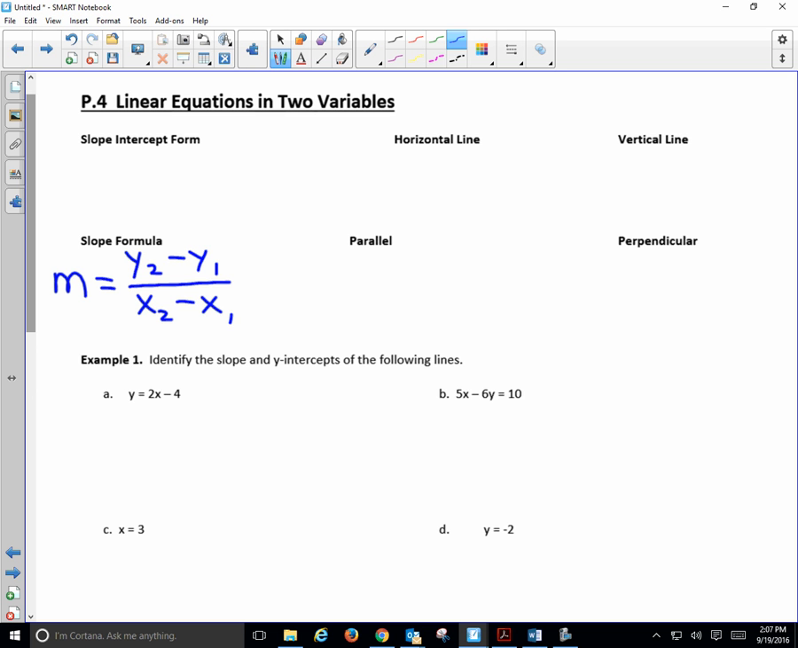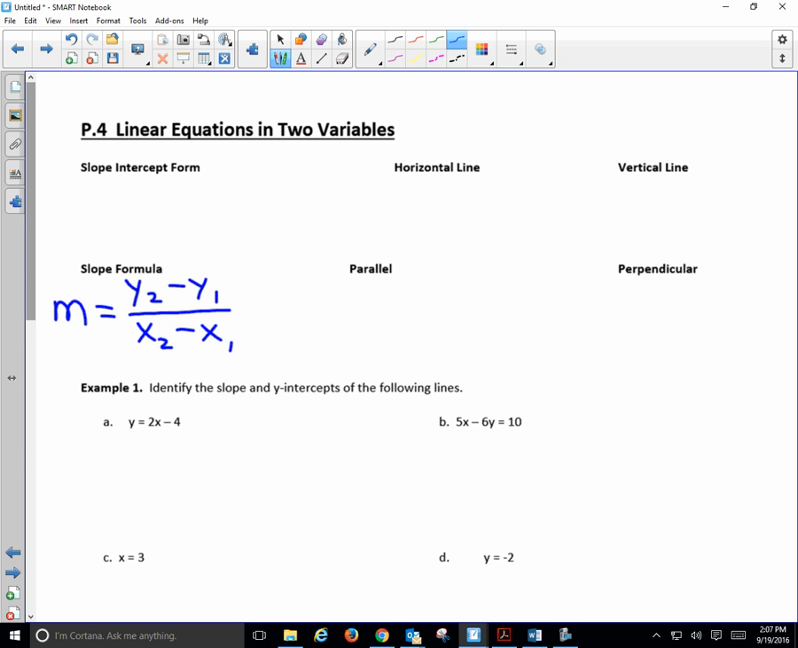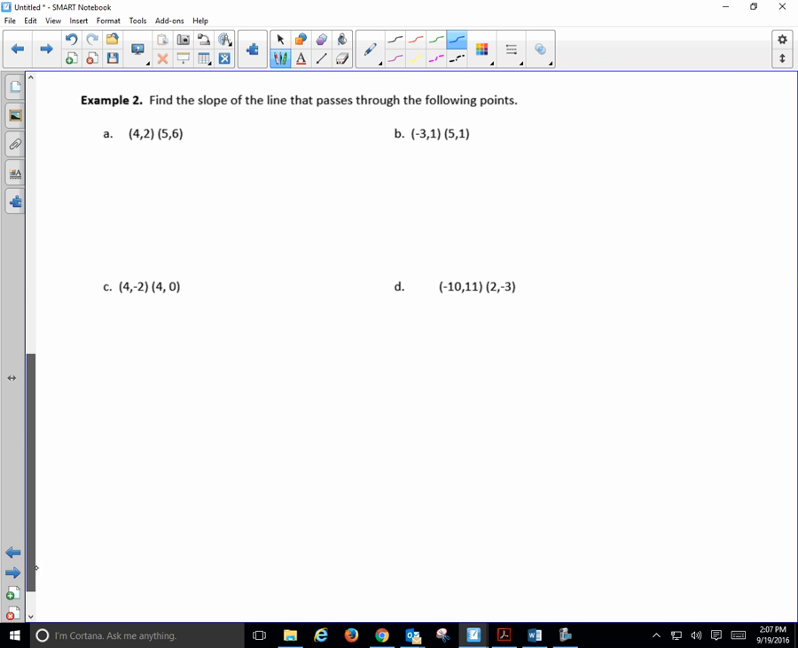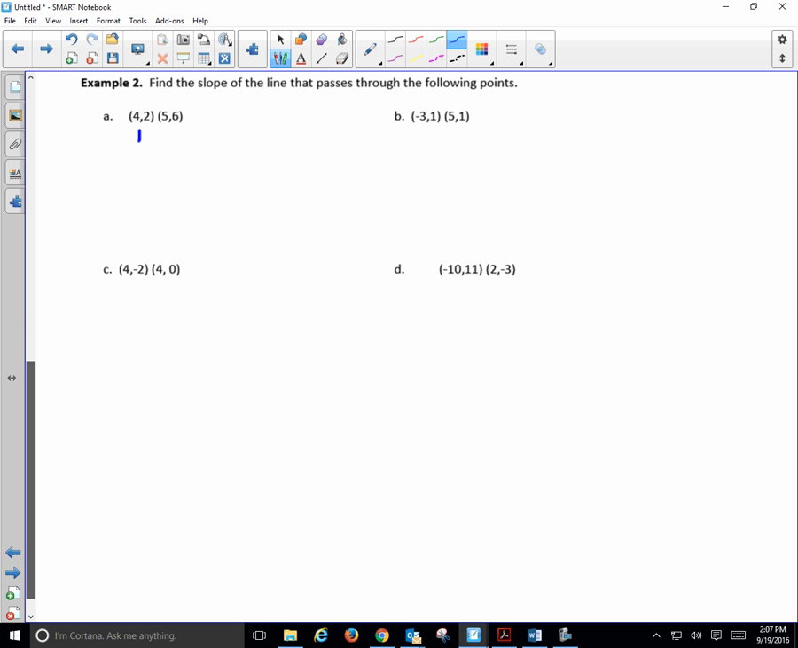Okay. And if you remember, we have four kinds of slope. I wrote this up there the other day. We have slope that's positive, slope that's negative, slope that's 0, and slope that is undefined. So let's practice right now finding slope. I have my first point and I have my second point. Within those points, I have x and y values. So my formula is slope equals y sub 2 minus y sub 1 over x sub 2 minus x sub 1.